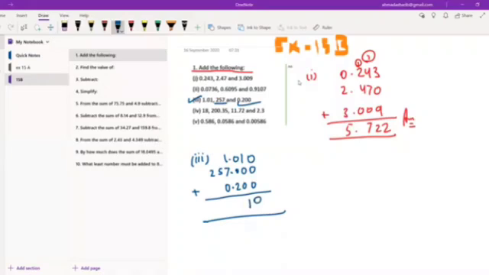0 1 2, 0.7 plus 1 8 5 2, so the answer is 258.201.